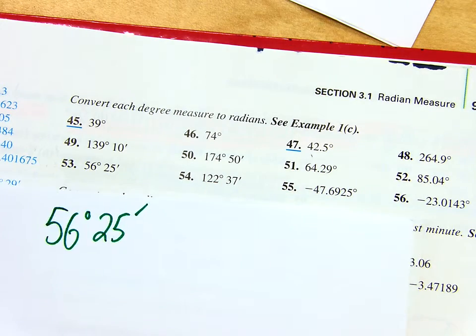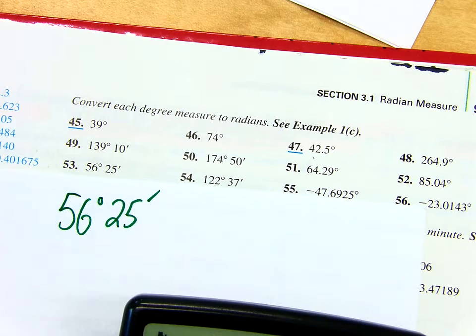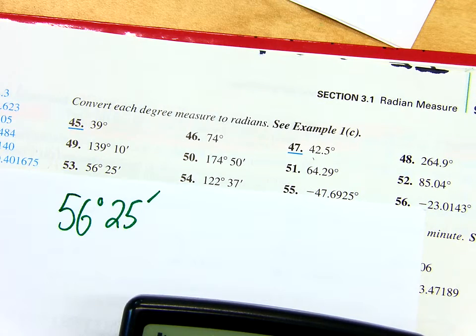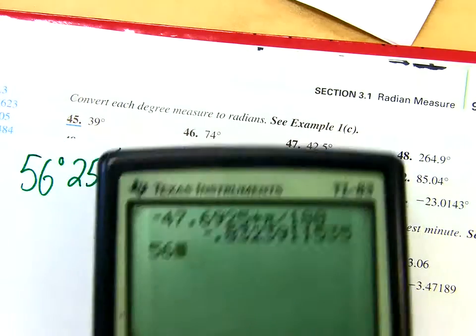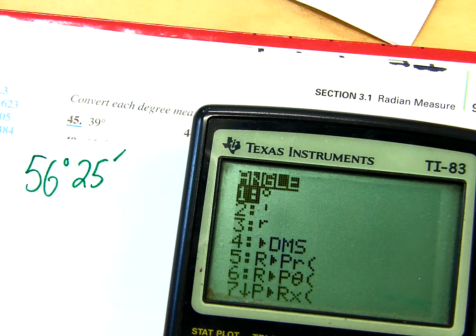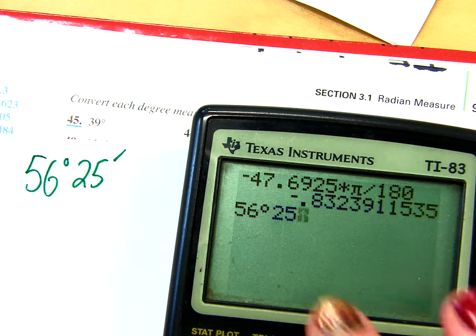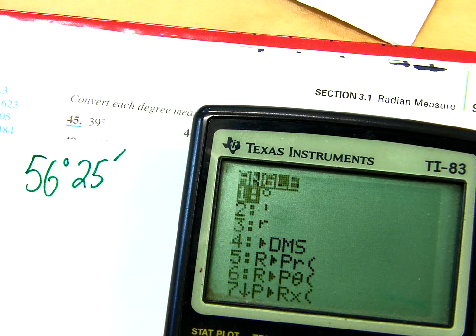So, you know what? Actually, I don't know what the calculator does if you type it in degrees and minutes with the times 180 over pi. Let's find out what happens. If I do 56, let's see if I can get the screen up here. 56 degrees. If not, we'll just change it to decimal. I don't know how it's going to spit this out.